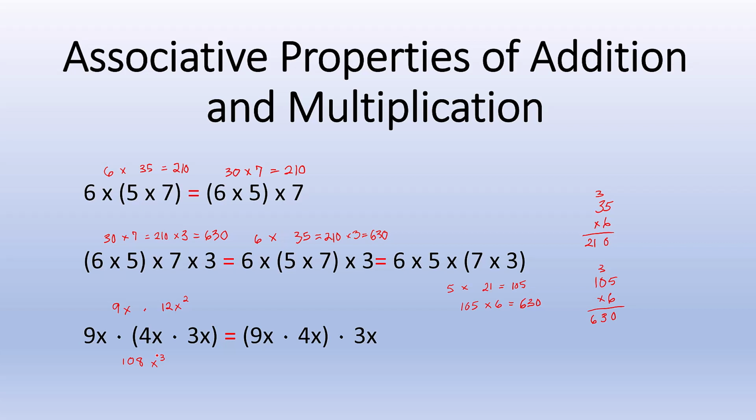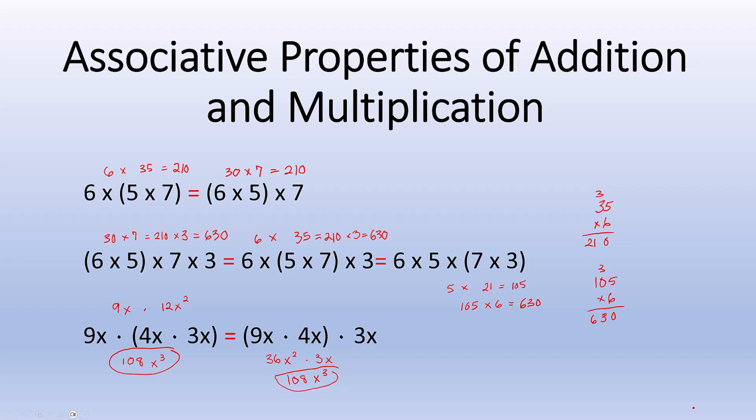All right, let's see what happens on the right side. 9x times 4x gives me 36x to the second power. Then, if I multiply that by 3x, again, it gives me 108x to the third power. So it gives me the exact same answer on the left and on the right.